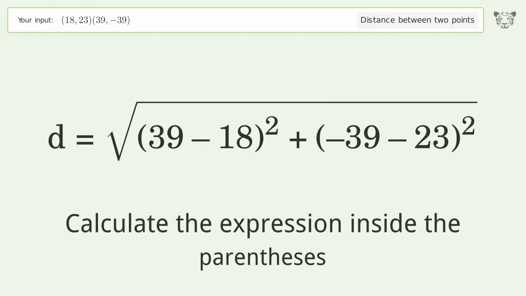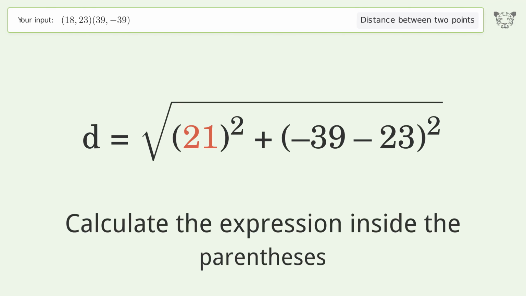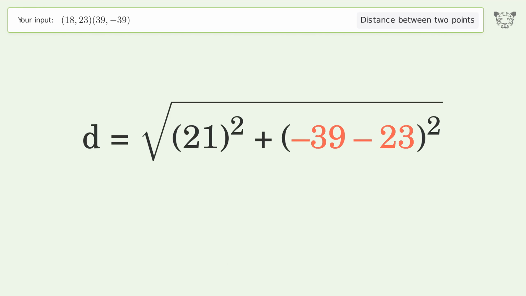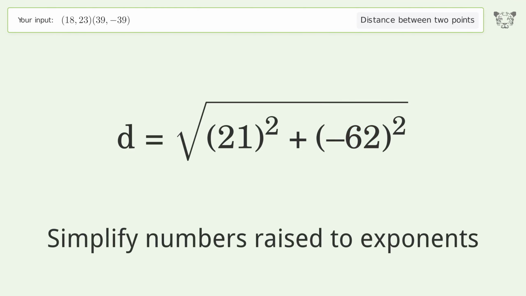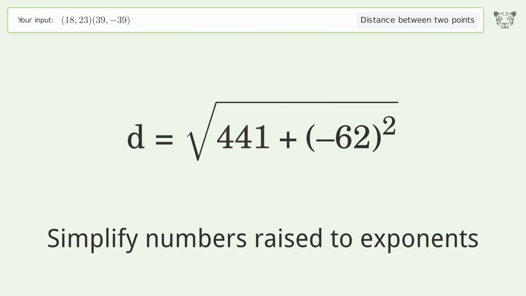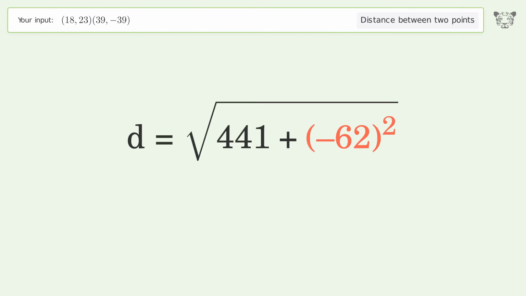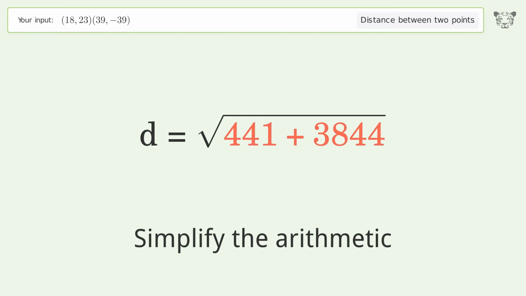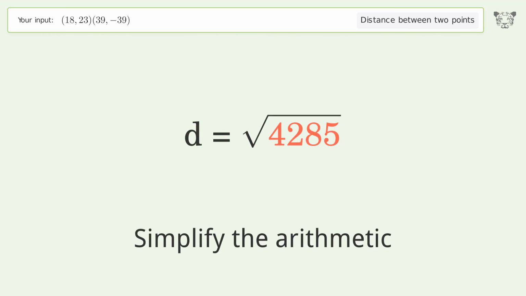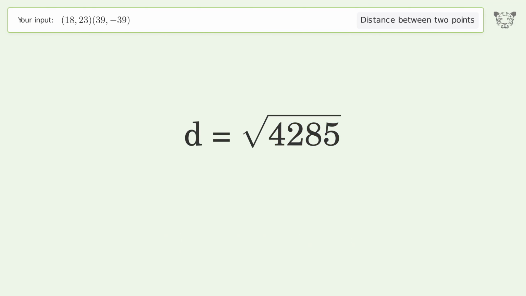Calculate the expression inside the parentheses. Simplify numbers raised to exponents. Simplify the arithmetic. And so the distance between the 2 points is the square root of 4,285, or 65.46.